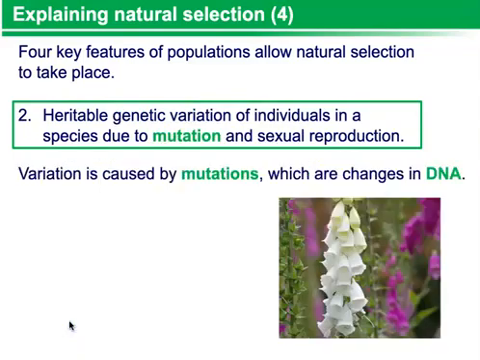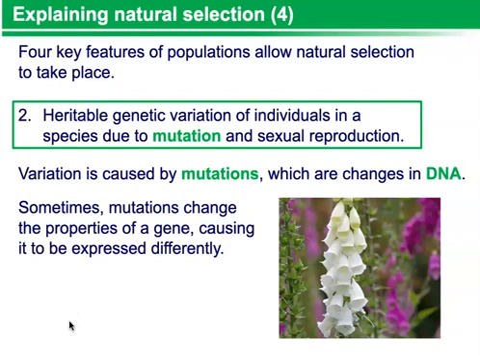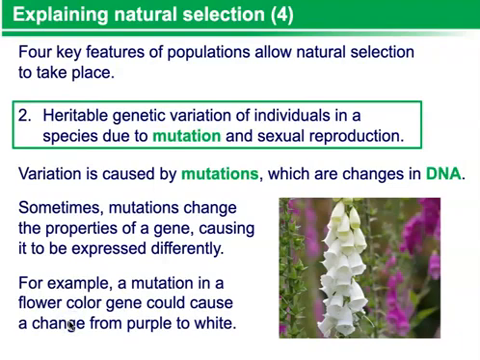Mutations. Variation is also caused by mutations, which are changes in DNA. Sometimes mutations change the properties of a gene, causing it to be expressed slightly differently. So for example, a mutation in a flower gene could cause the coloration of that flower to be slightly different. Maybe a change from a purple expression to a white expression of the flower. Or maybe some color in between, like a pink color.